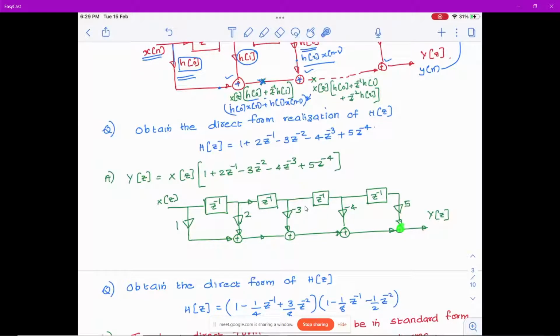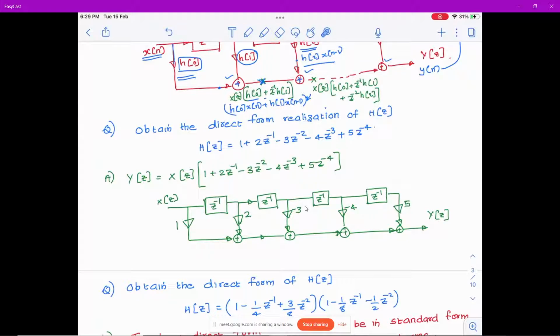Okay, then you connect all the delay elements, and you connect the line joining the delay elements with the adder. Basically, you will get a T shape like this. And you connect all the adders. Okay, and you connect from x of z or x of n to the adder.